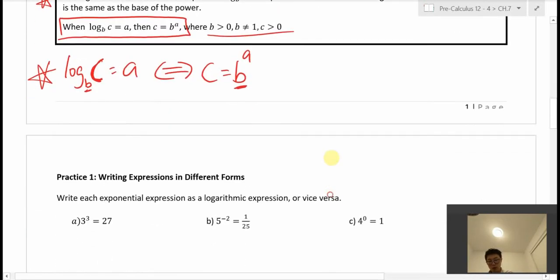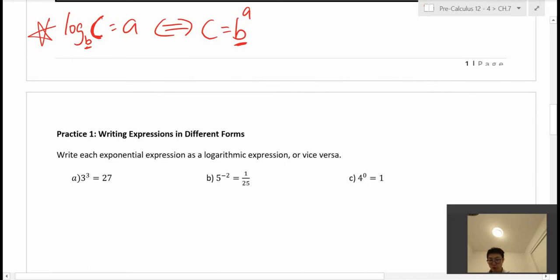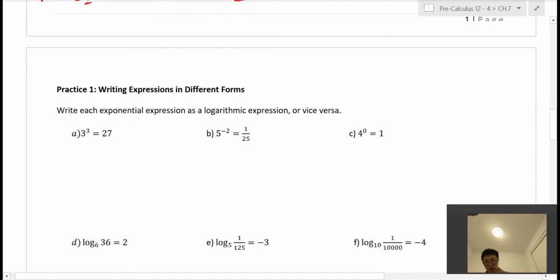So we're going to do some practice. We are going to switch the forms back and forth. Here are some practice questions. I will show you this one, and I'll let you do the rest. Here, part A, this is the exponential form. We're going to turn this into log form. So again, it's going to be log. The base is not going to change. The base here is 3, so it's going to be base 3. And here's a number, and this equals a number.